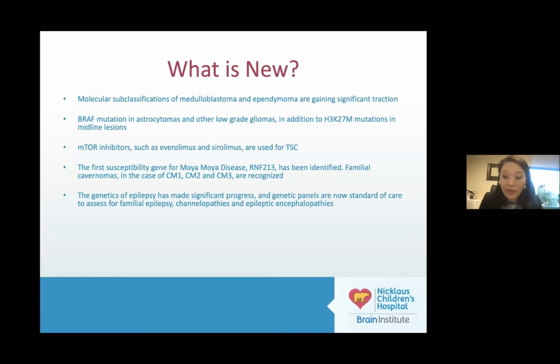And then we have made very great progress into the genetics of epilepsy to the point where now we are identifying about 20 to 30% of all epilepsies with a genetic underlying abnormality. And certainly in larger epilepsy centers like ours at Nicklaus Children's Hospital, genetic panels are now standard of care. And certainly we use it to diagnose and to prognosticate familial epilepsy, channelopathy, epileptic encephalopathies.